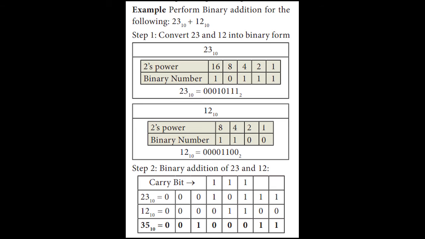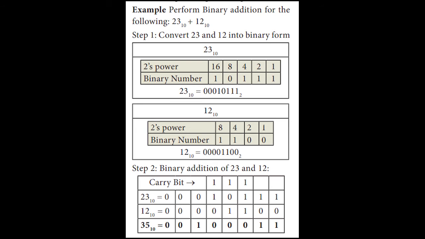Here they have given 23, right? Using 2's powers, they have written 2 power 0 is 1, 2 power 1 is 2, 2 power 2 is 4, 2 power 3 is 8, and 2 power 4 is 16, right? According to 2's powers, they have given the answer, and then the binary number for 23 is 0, 0, 0, 1, 0, 1, 1, 1, right?